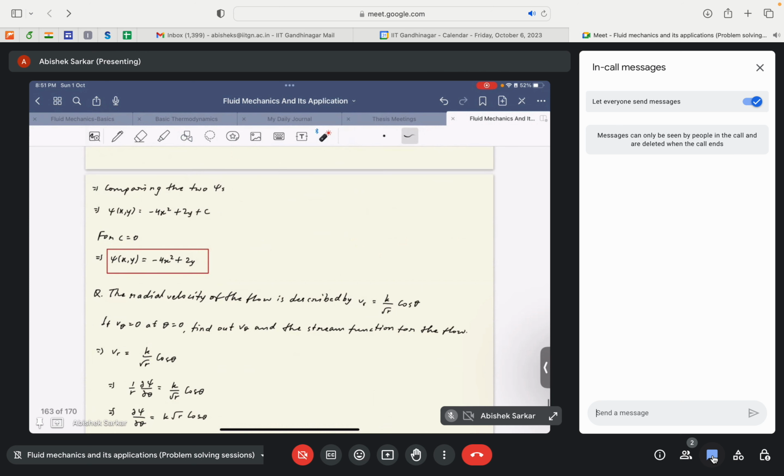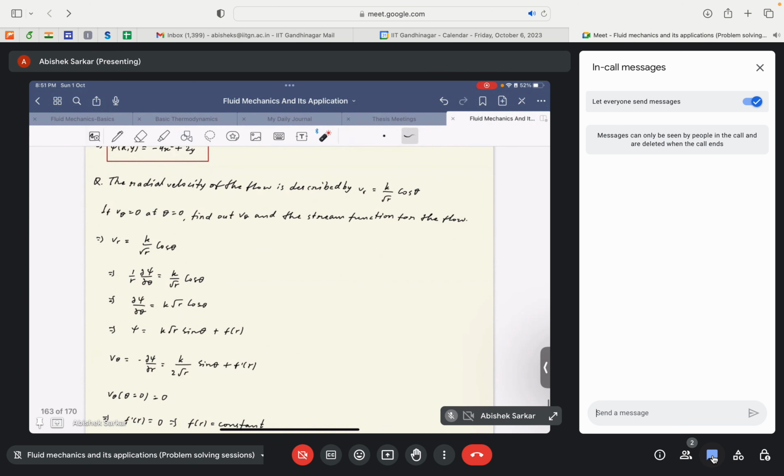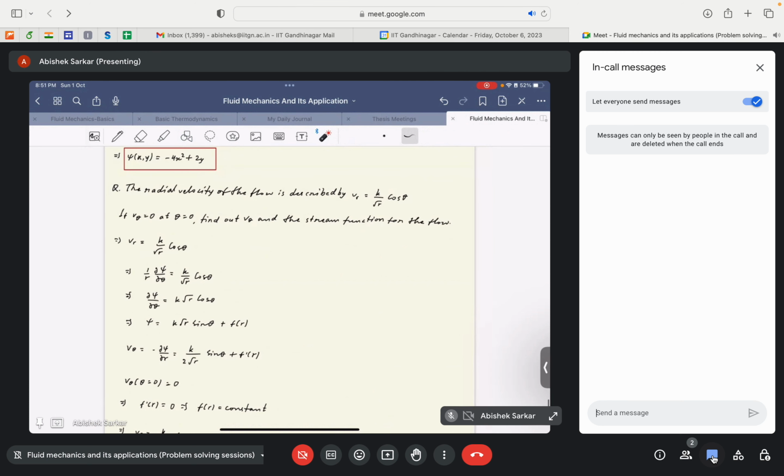So now we look into the next expression. Again this is similar, but now we are dealing with the cylindrical coordinate system. So the radial velocity of the flow is described by Vr is equal to k by root r cos theta, and v theta is equal to 0 when theta is equal to 0. Find v theta and the stream function for the flow.